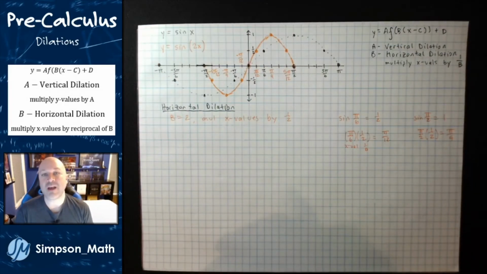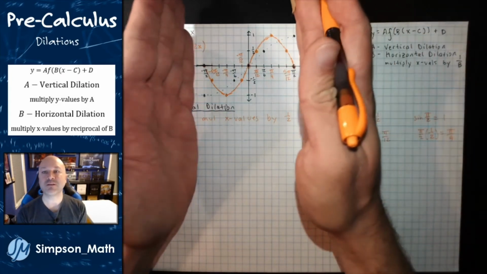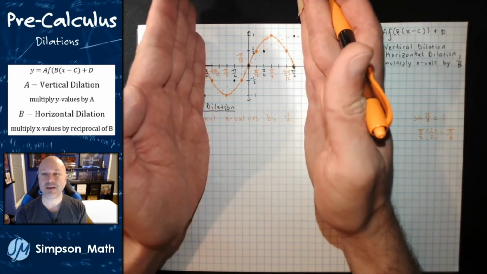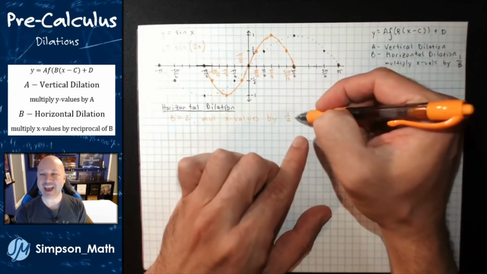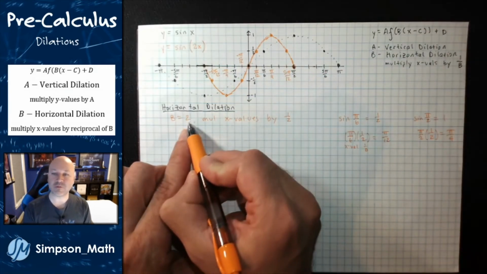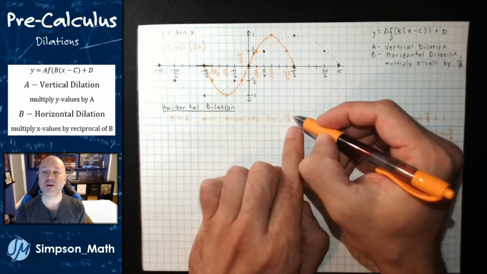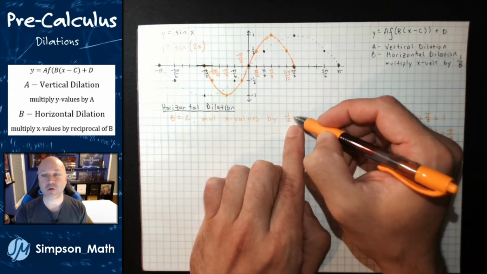And in orange, I have graphed y equals sine of 2x. All the values compressed toward the y-axis. They were cut in half, 1 over 2, because my b value was 2. If my b value was 4, well, I would be cutting all those x values to a quarter, 1 over 4.